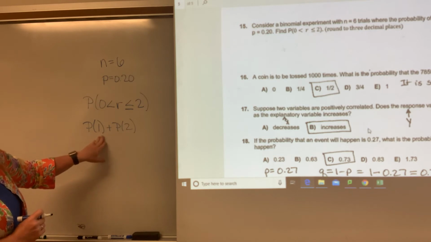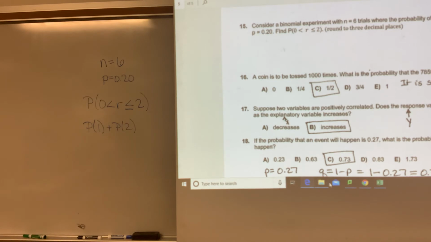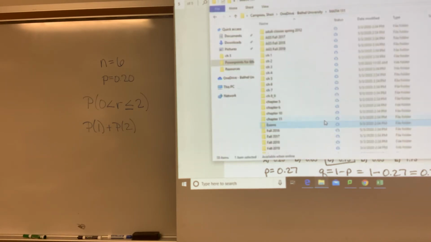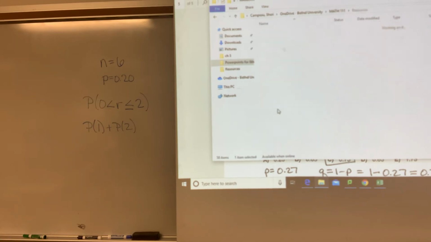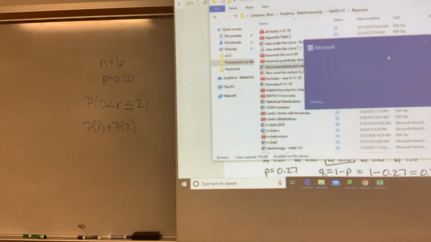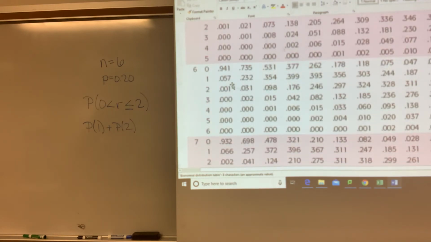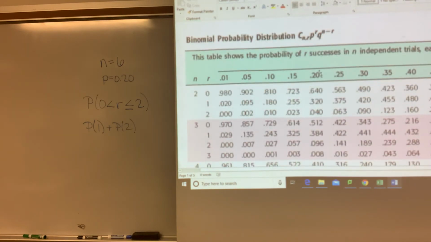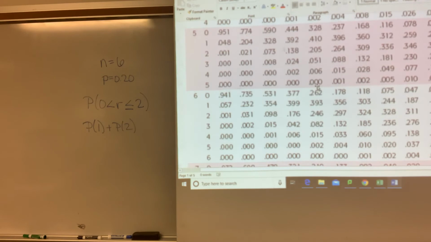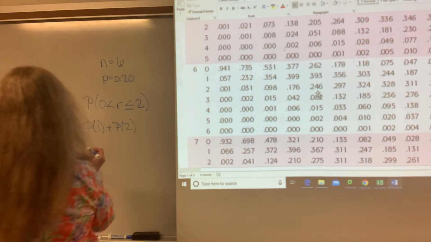So I look these values up on my binomial chart. Let's do that really quick. I realized I didn't open that chart. Let me go to my resources, binomial distribution table. So if n is equal to 6, and my probability was 0.2, so let's see which row. 0.2, that's this row. And I have the probability of 1 and the probability of 2.